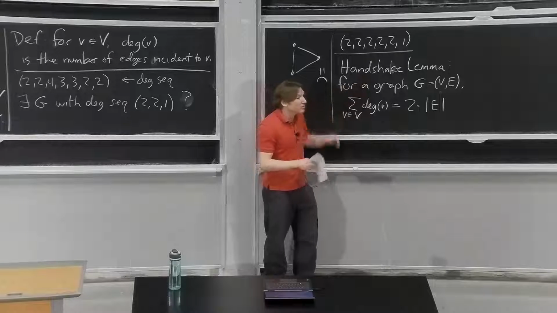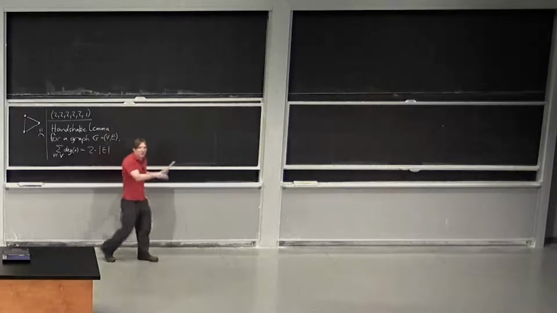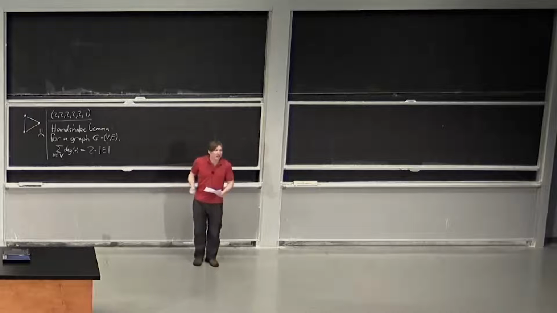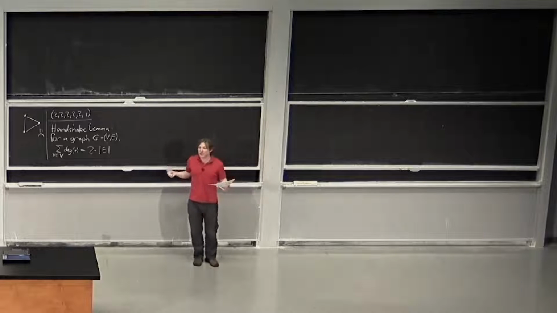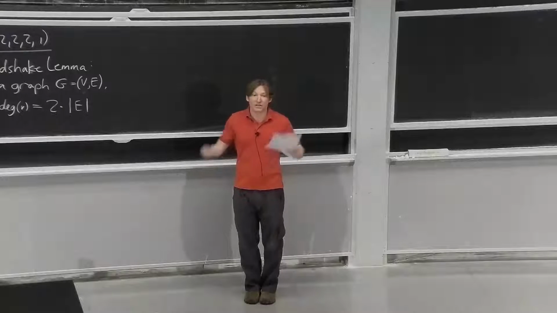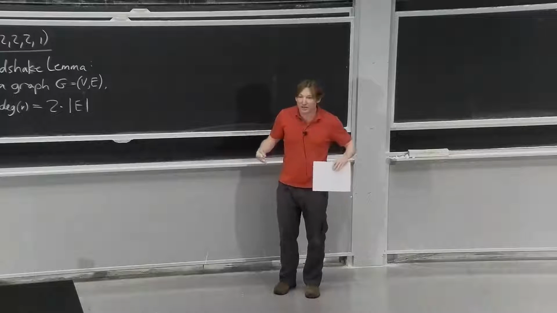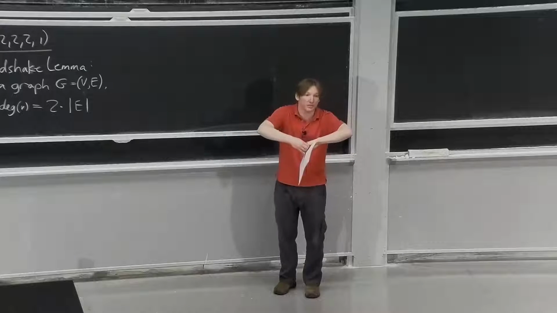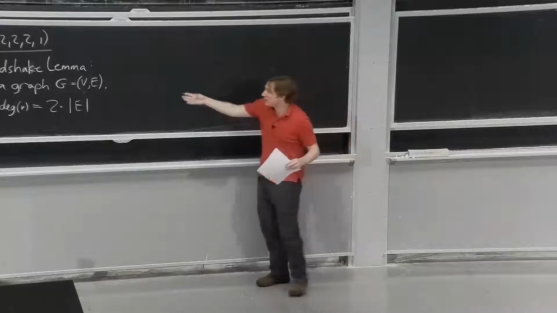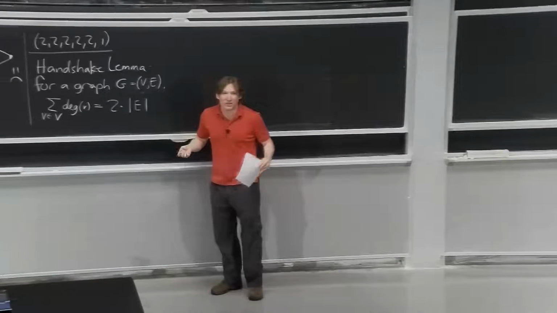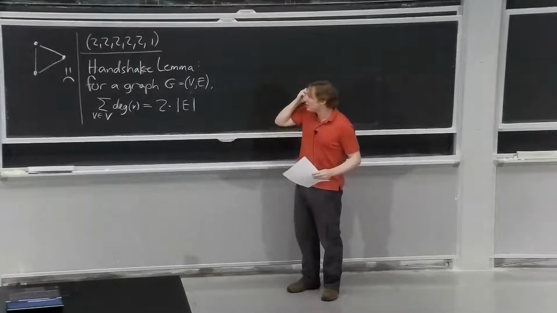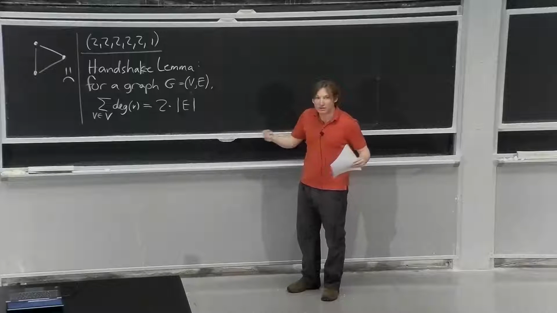It's called handshake lemma because if you imagine a room full of people and some pairs of them shake hands, then if each person counts the number of handshakes they had, and you add that all up, that equals 2 times the number of handshakes because each handshake had 2 hands involved. It's exactly the same explanation and proof. It's just with hands instead of half edges.